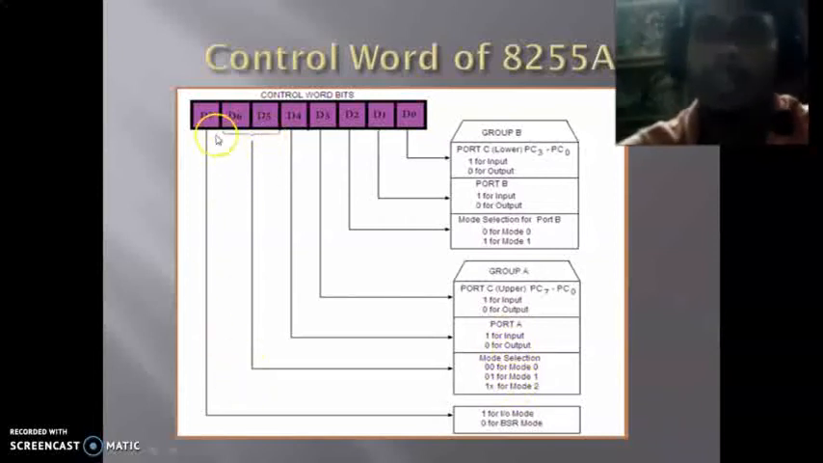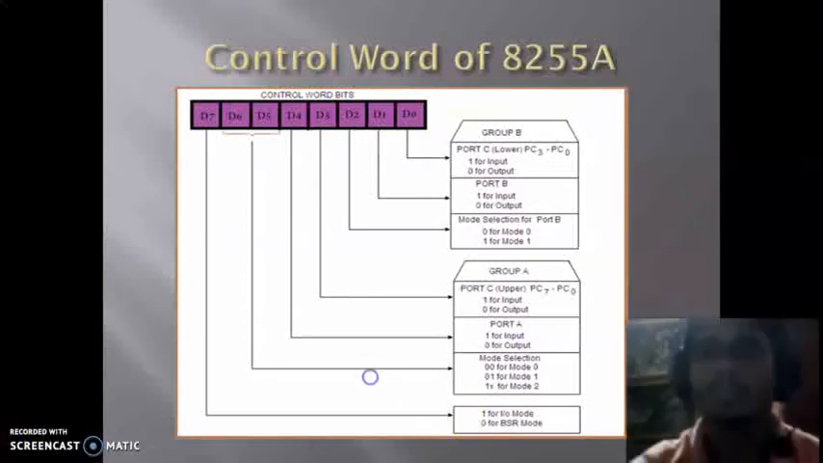And here we have D7. I already discussed that if we write 1 here, then that can be used as input, and if we write 0 here, then that can be used as output. Next we will discuss the different modes of 8255A. As we already discussed, input output modes are of 3 types, that is mode 0, mode 1 and mode 2. So first we will try to understand mode 0.